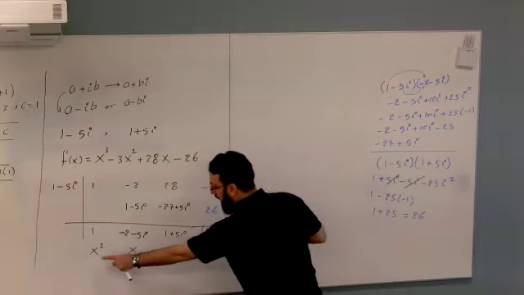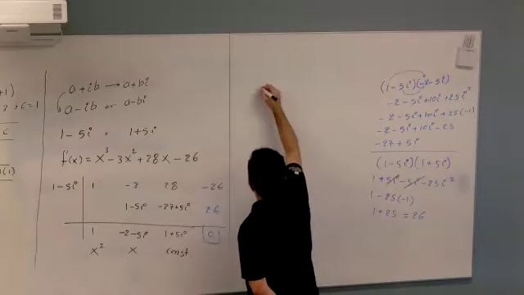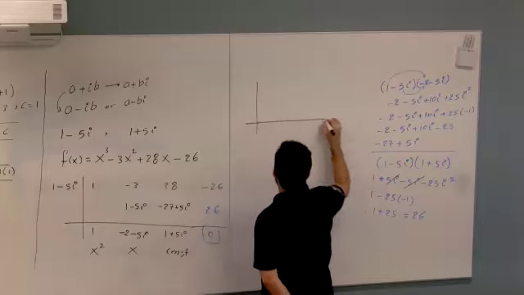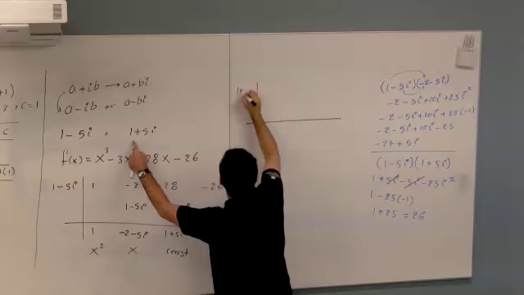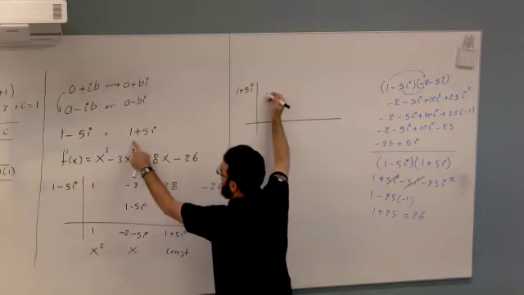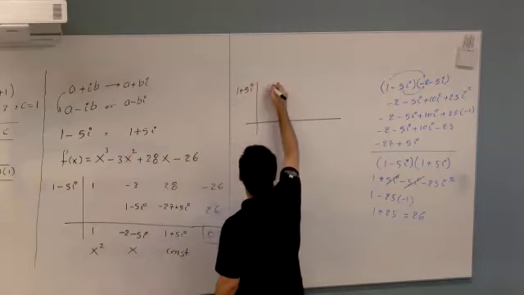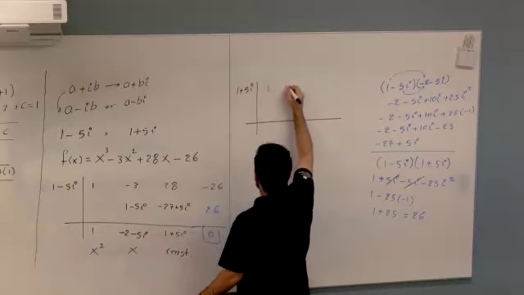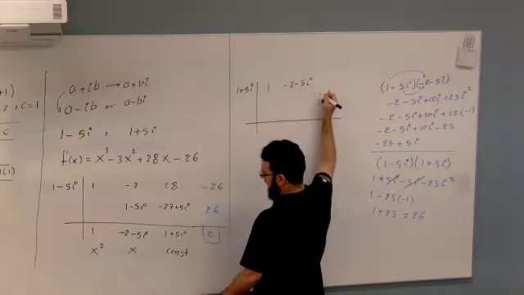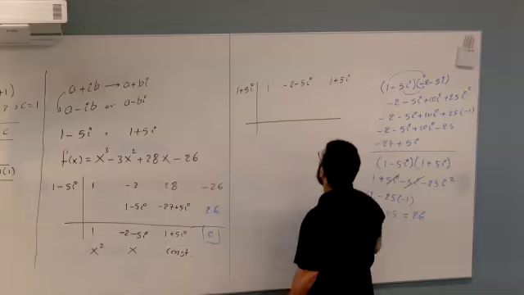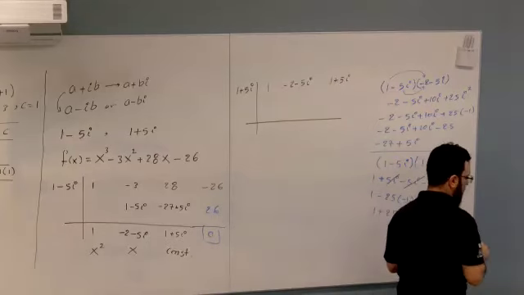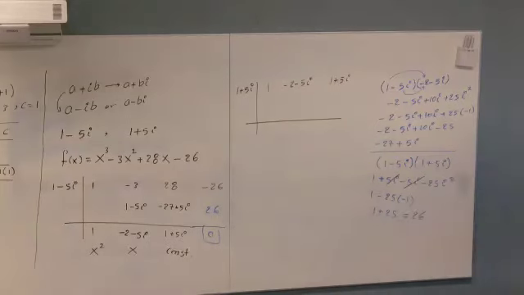So now I'm going to write down this again. I'm gonna write down the new zero, which is 1 plus 5i. What am I gonna write down here? 1, 2, minus 2, minus 5i and plus 5i. I'm gonna give you a few minutes. Tell me how much it's going to be.